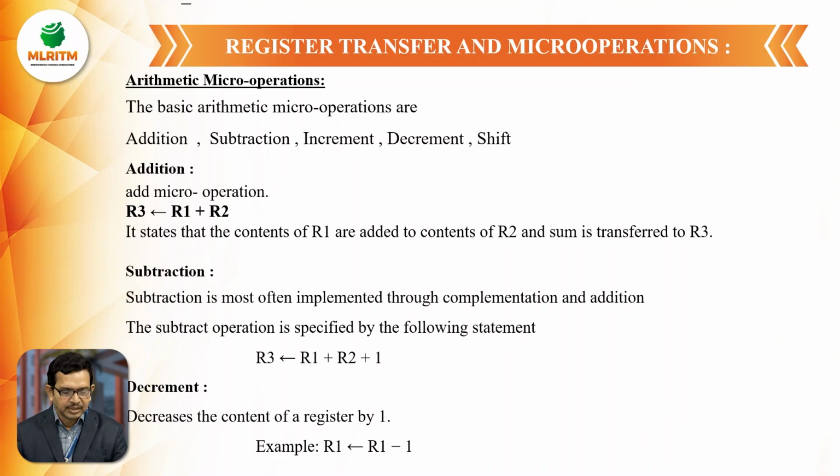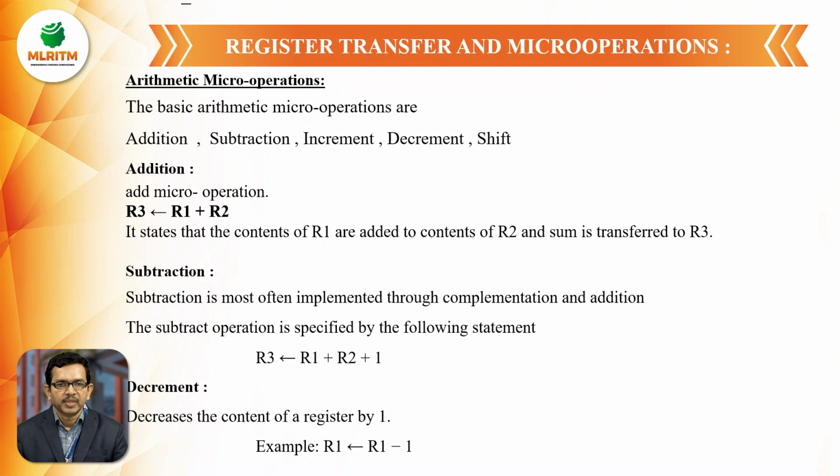First, we'll start with arithmetic micro operations. What are the types of operations we do in arithmetic? We use addition, subtraction, increment and decrement. Suppose we have two registers. How do we add the data present in the two registers? Or if you want to do some subtraction operation.